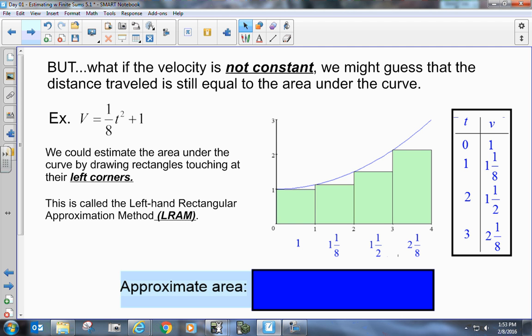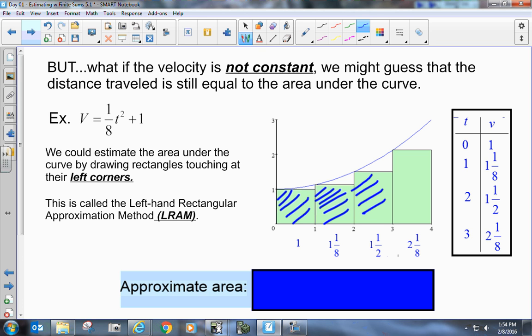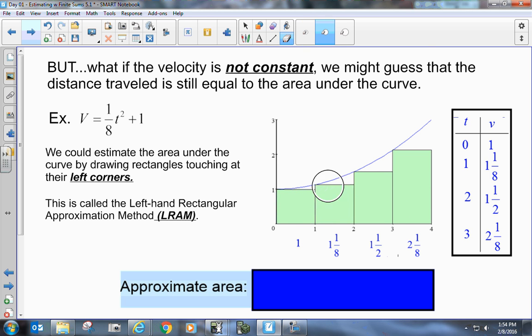Now, what do I have to do? I have to find the area of this rectangle, find the area of this rectangle, find the area of this rectangle, and add it all together, right? But in order to find the area, I need to know the dimensions of the rectangle, don't I? This width is obviously 1, right? But what's this height? Well, that's given to us. It looks like it's 1. But if it wasn't, how could I figure it out?